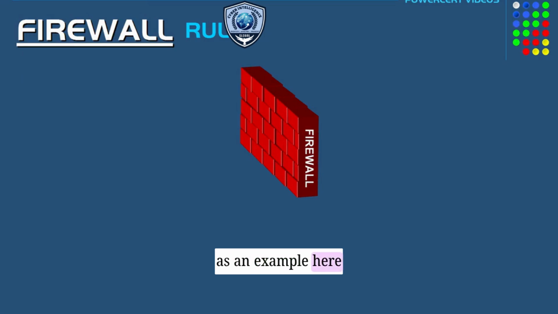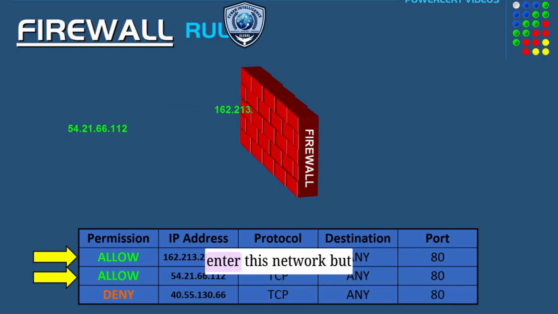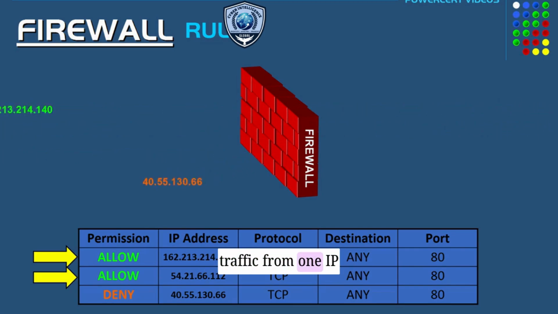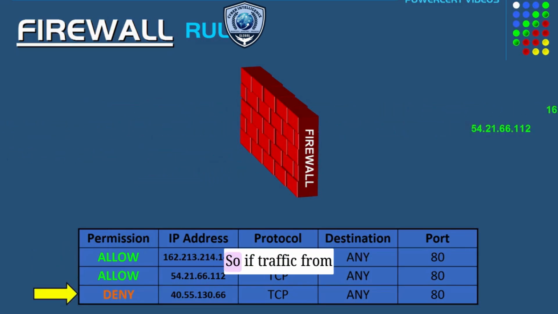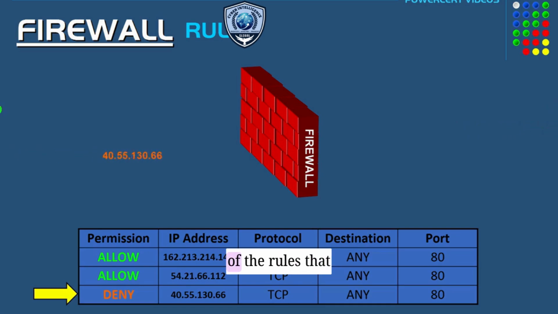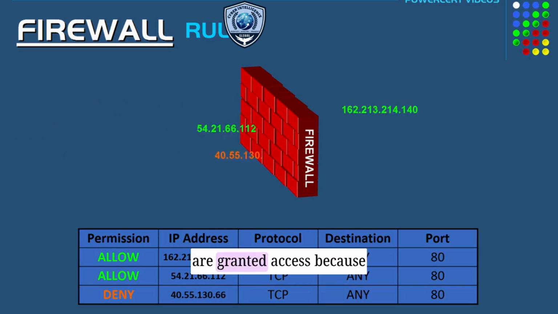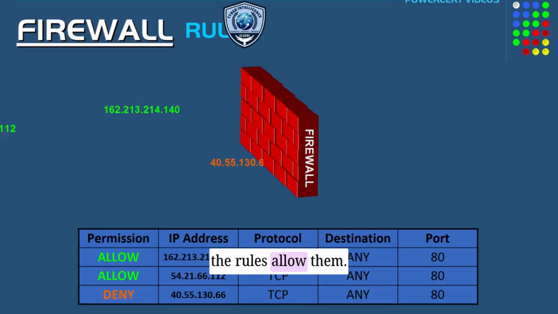As an example here, we have some rules in a firewall's access control list. And it shows a list of IP addresses that have been allowed or denied by this firewall. And as you can see, traffic from some IP addresses is allowed to enter this network, but traffic from one IP address has been denied. So if traffic from this IP address tried to get into this network, the firewall will deny it because of the rules that are set in the firewall. But the other IP addresses are granted access because the rules allow them.